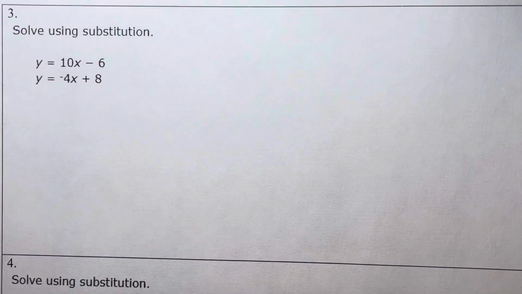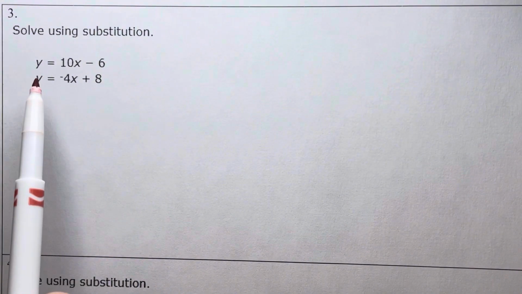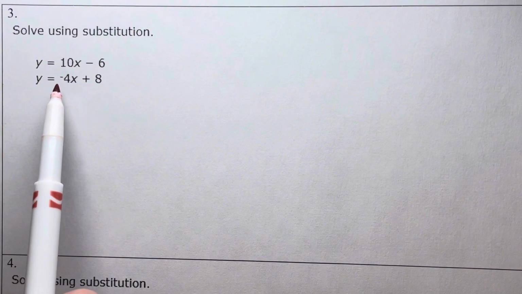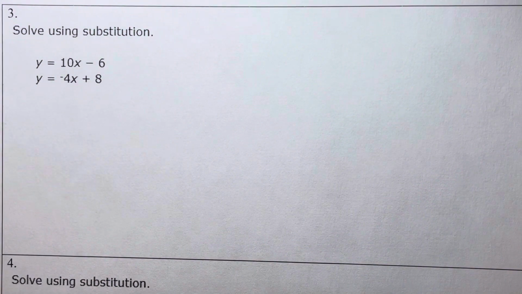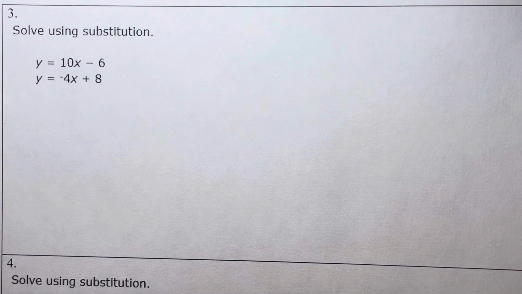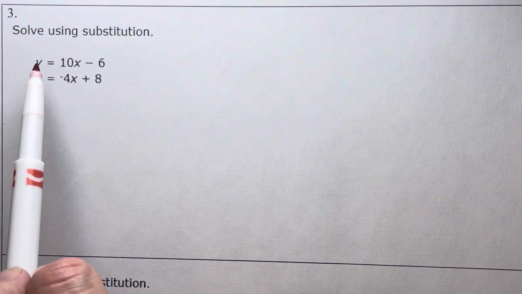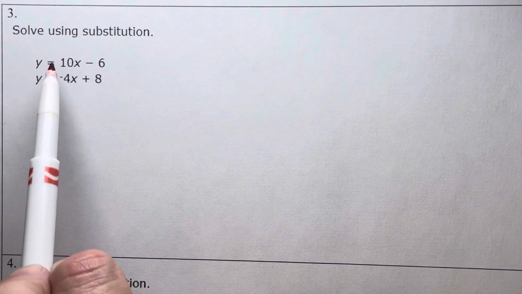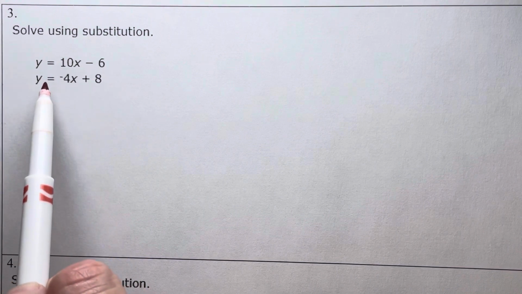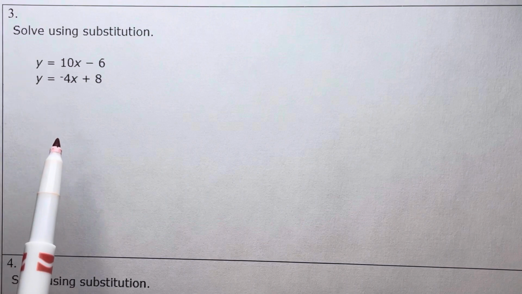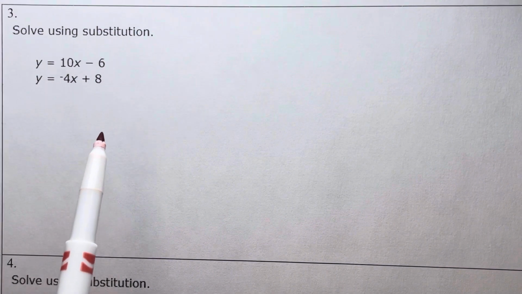Example 3. We're going to solve using substitution the system of y equals 10x minus 6 and y equals negative 4x plus 8. From our introduction, we learned that we should begin this process by looking for an equation that is solved for a variable. Well, don't you know it? Both of these equations happen to be solved for y. That makes this actually really simple, not scary at all.